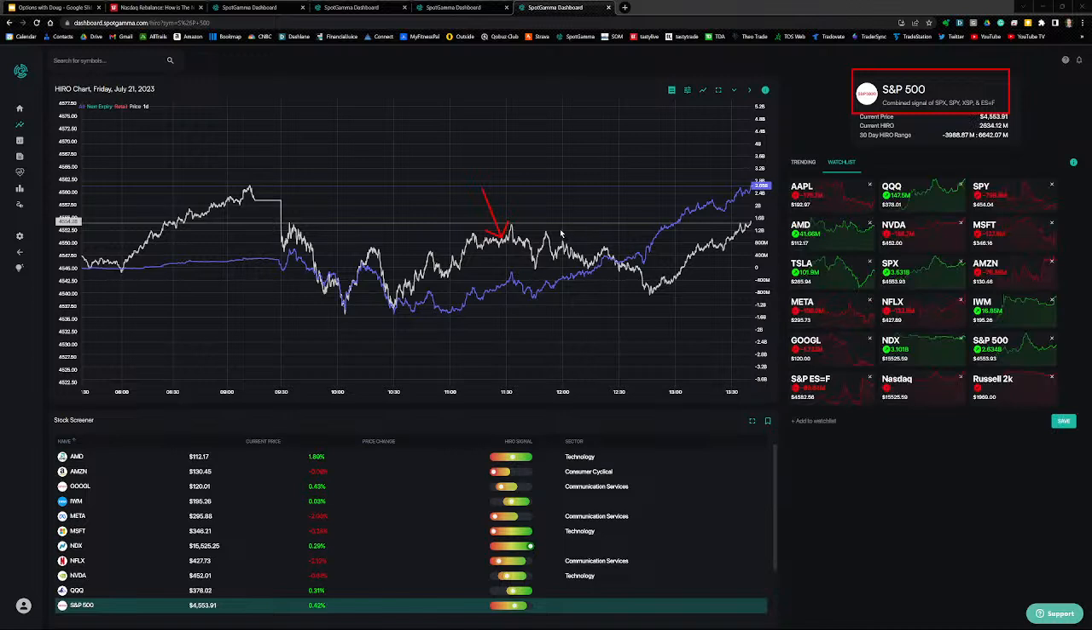So the white line is price for SPX, and the purple line is the Hero signal. Again, showing options trades for all those instruments and market maker hedging activity, and a rising line and a positive number here indicates a positive delta, positive notional value.